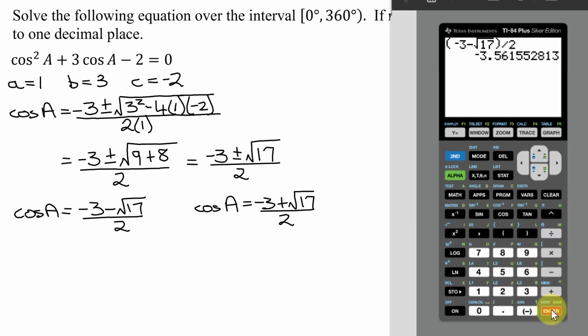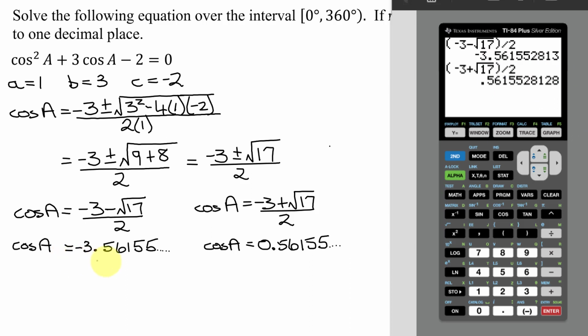There's my first number, and now I need to do the same for this one, so it's parentheses negative 3 plus the square root of 17, divided by 2. And there are my two approximations. I paused the video to copy down my two decimal approximations, but please remember that the cosine of A has to lie between -1 and +1.